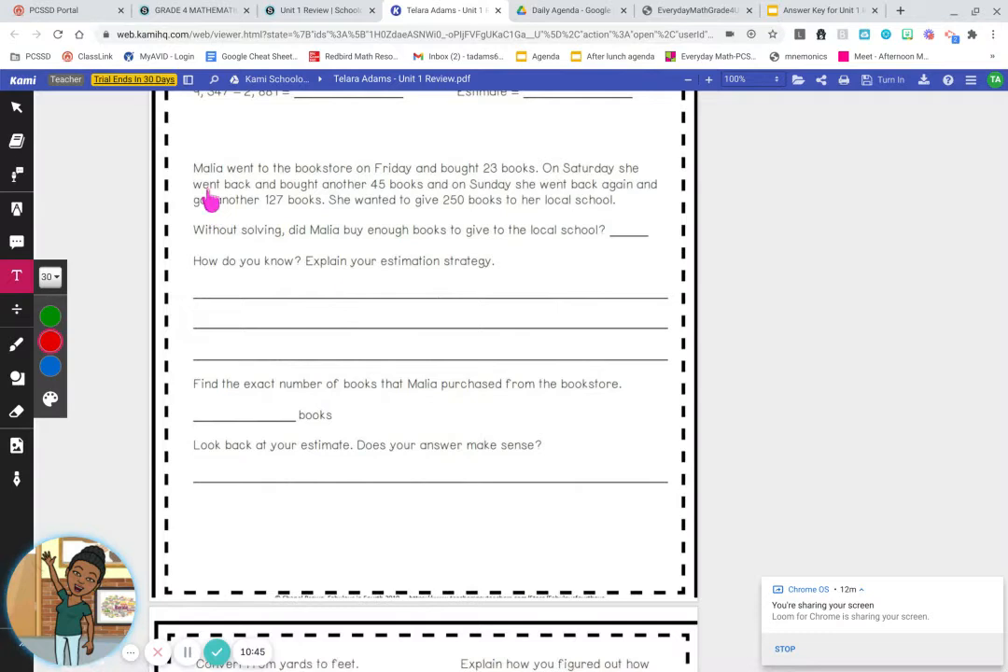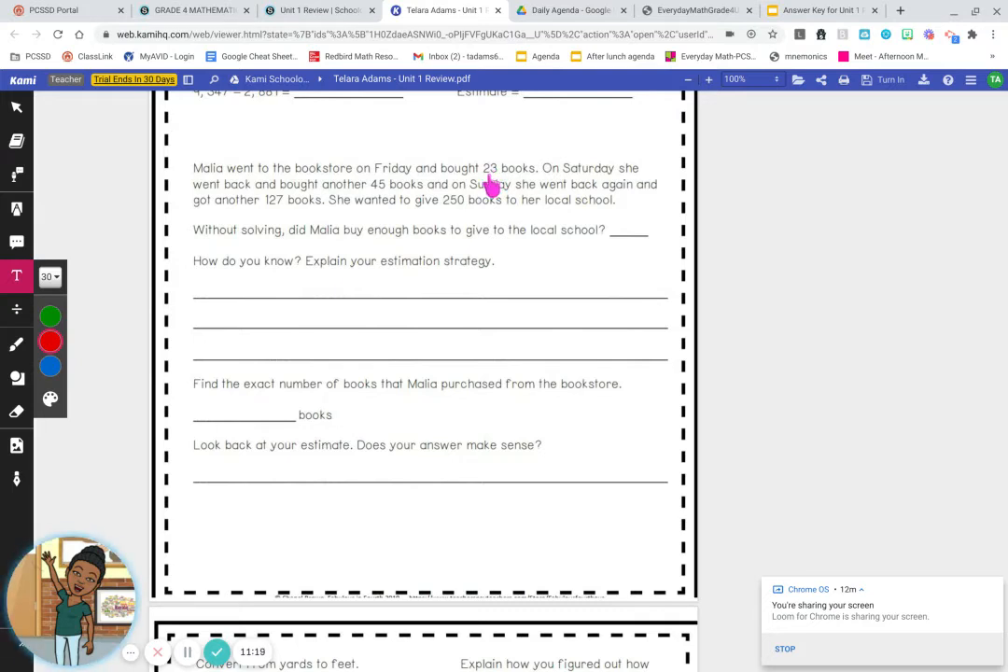Speaking of estimates, Malia went to the bookstore on Friday and bought 23 books. On Saturday, she went back and bought another 45 books. And on Sunday, she went back again and got another 127 books. She wanted to give 250 books to her local school. Without solving, you're not solving yet. Did Malia buy enough books to give to the local school? We are going to use an estimation strategy.